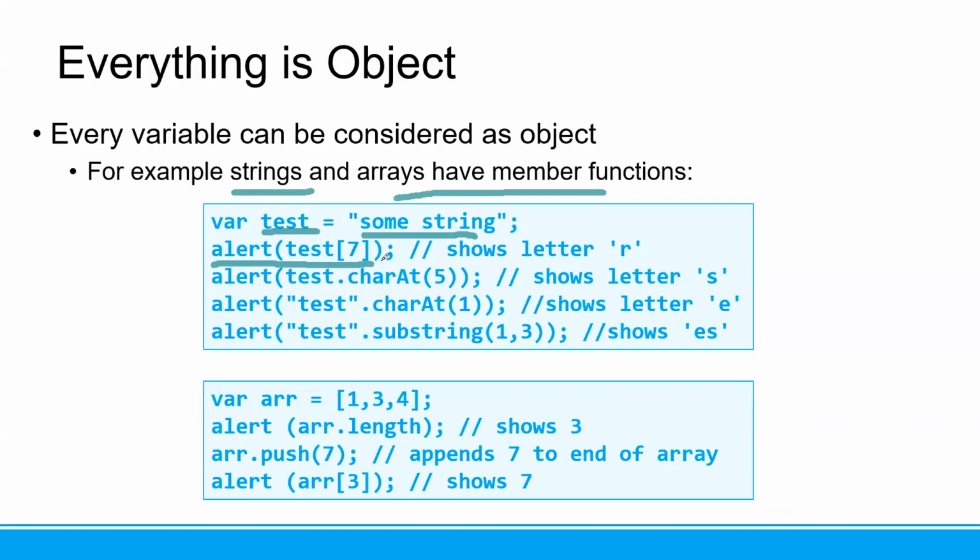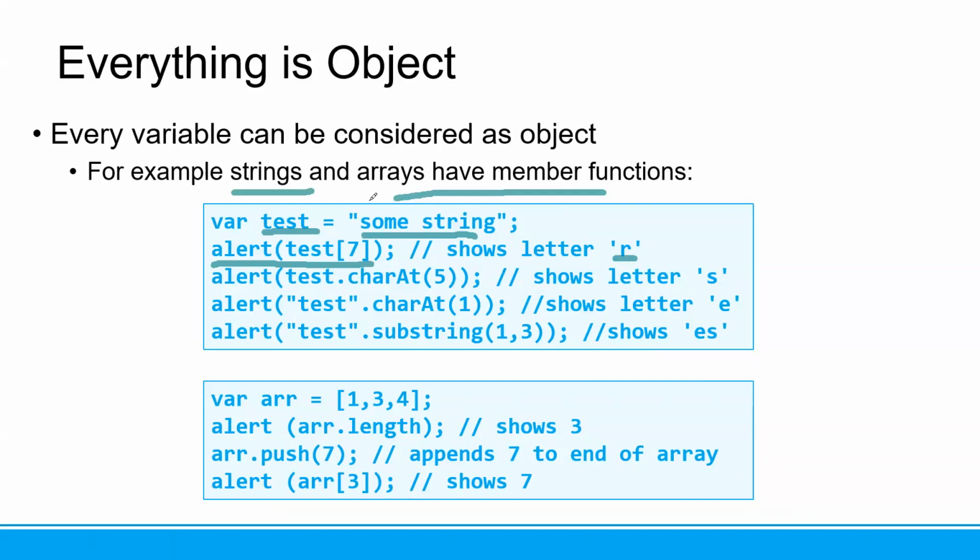We are going to check the letter at index 7. Okay. So what is the starting point? 0 or 1? Okay. Every programming language will start from 0. Only one programming language starts with 1. You know?